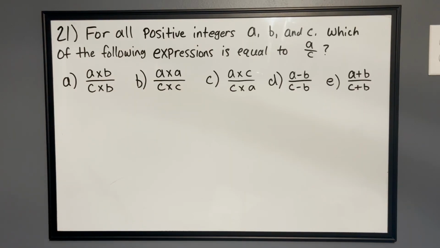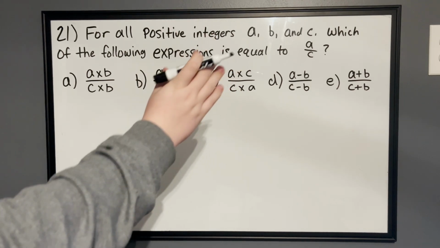All right, so here we have question number 21. It says, for all positive integers a, b, and c, which of the following expressions is equal to a divided by c? So we just need to look at all the answers and figure out which properties of division, multiplication, addition, subtraction, which ones apply that we can simplify down to a over c.